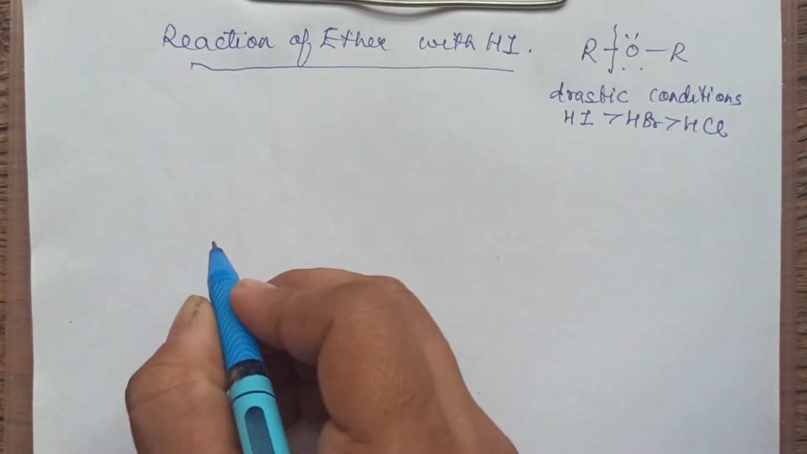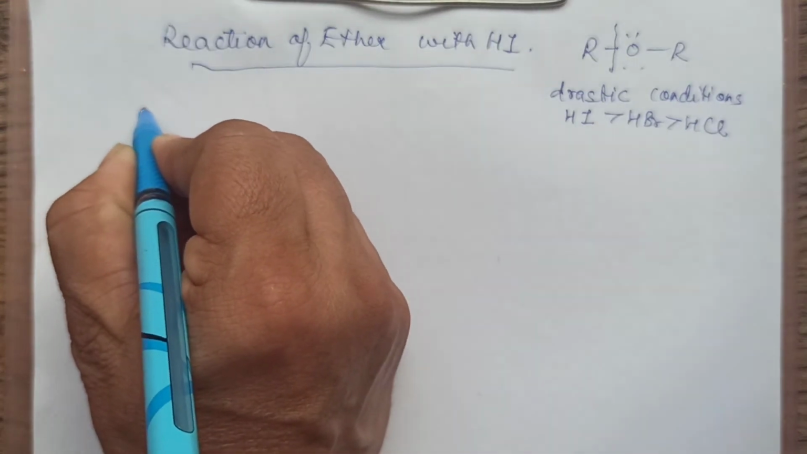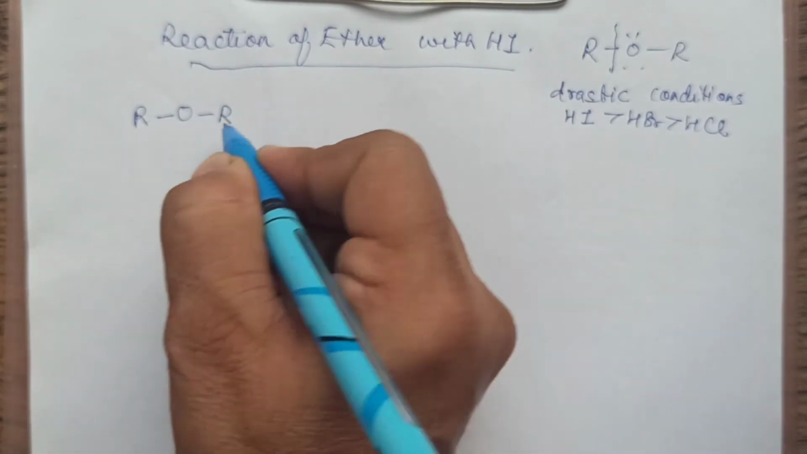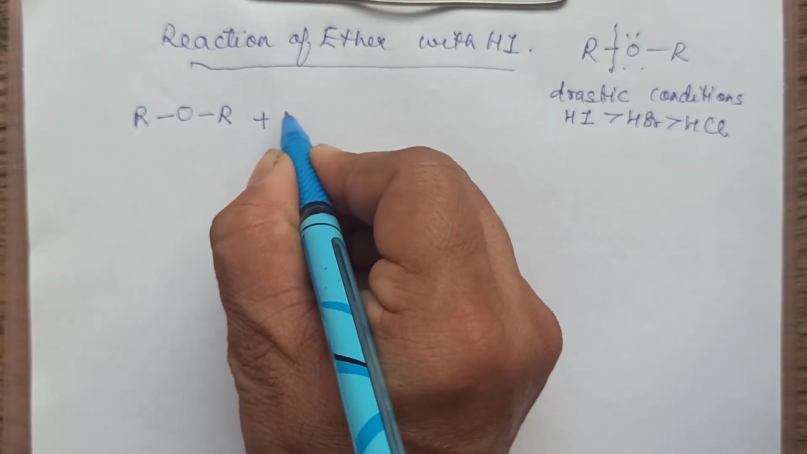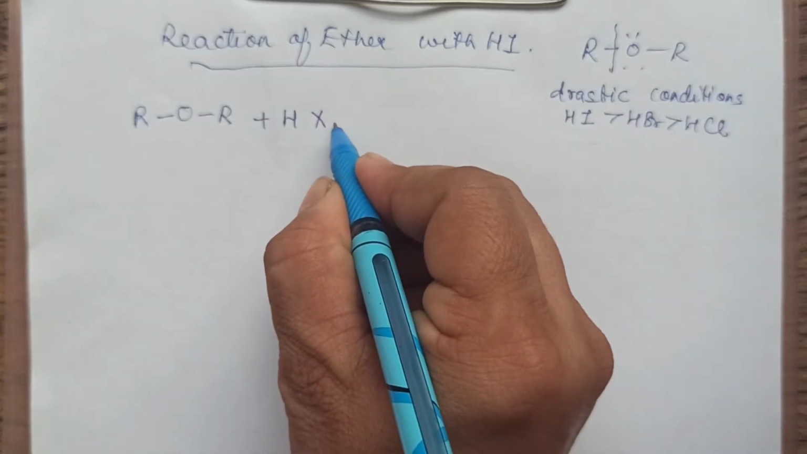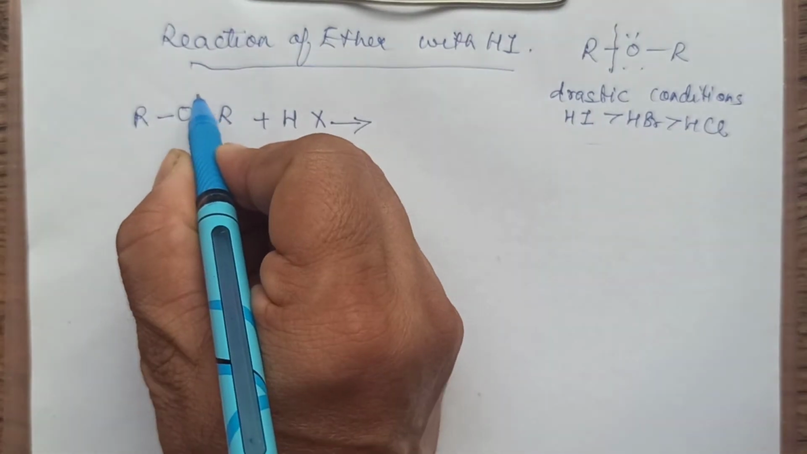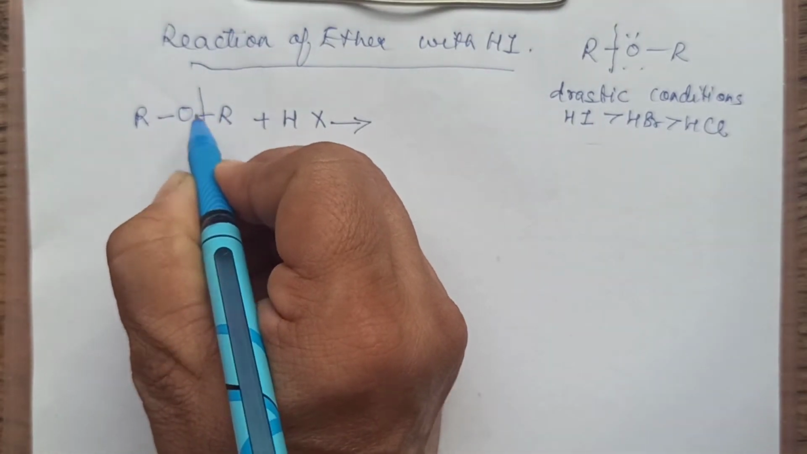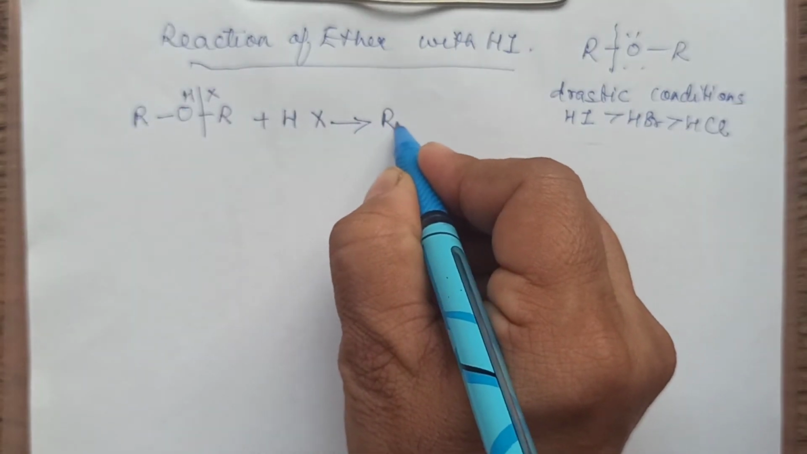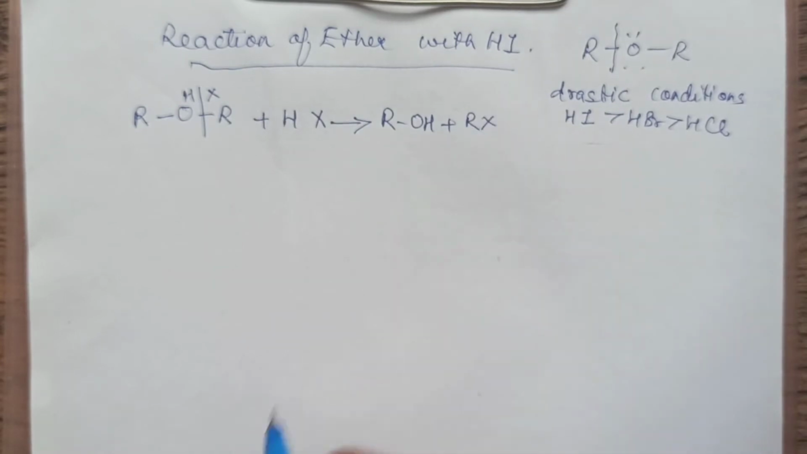Now suppose I take a dialkyl ether. Dialkyl ether means, suppose I am taking ROR, both are alkyl groups, and it is treated with some HX. Of course the order of reactivity will be as above, but if I am just writing HX, the bond will break here, one H here, one X here. So what you are getting is ROH plus RX.